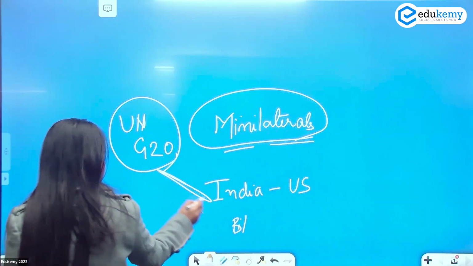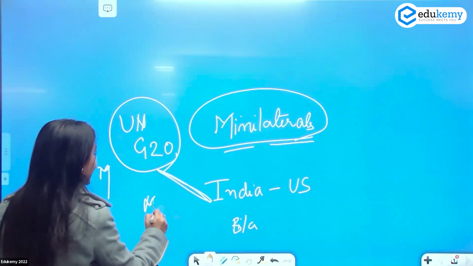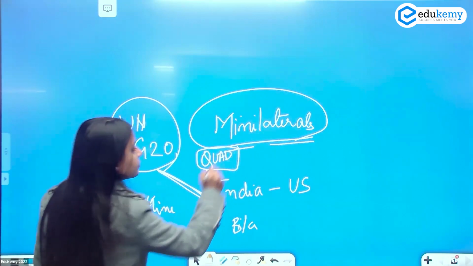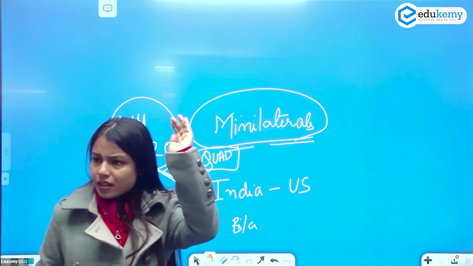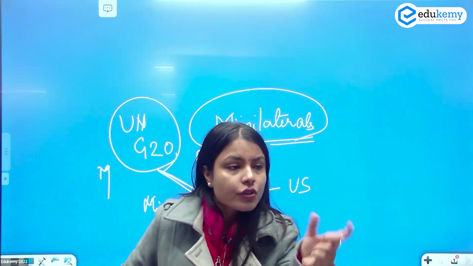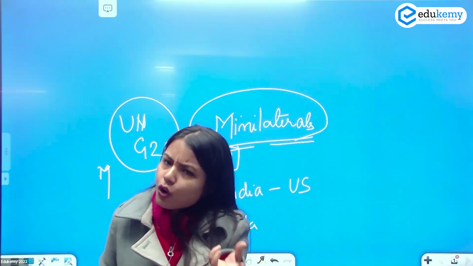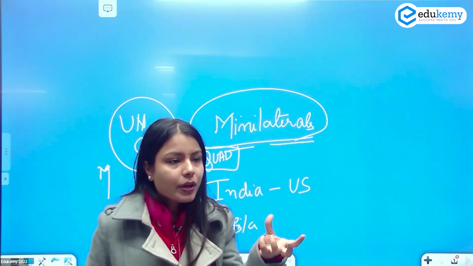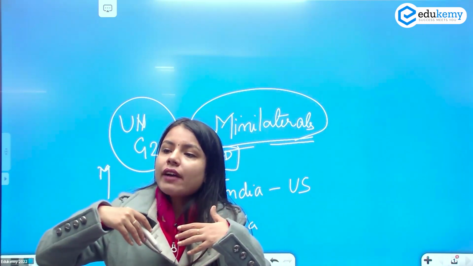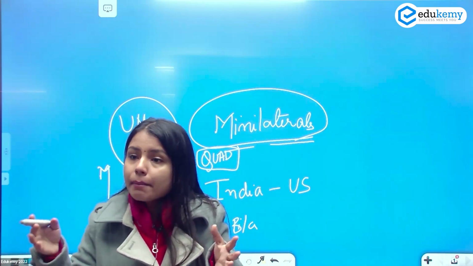Something between multilateral and bilateral is called minilateral. So for example, Quad. It does not have 20 countries. It does not have 190 countries, but it is also not bilateral. So minilaterals are groupings, listen carefully, which are smaller, meaning 3 to 4 countries in it. They are not bilateral because there are more than 2 nations in it, but it is not multilateral because it is not having many countries in it. So it is somewhere between multilateral and bilateral.